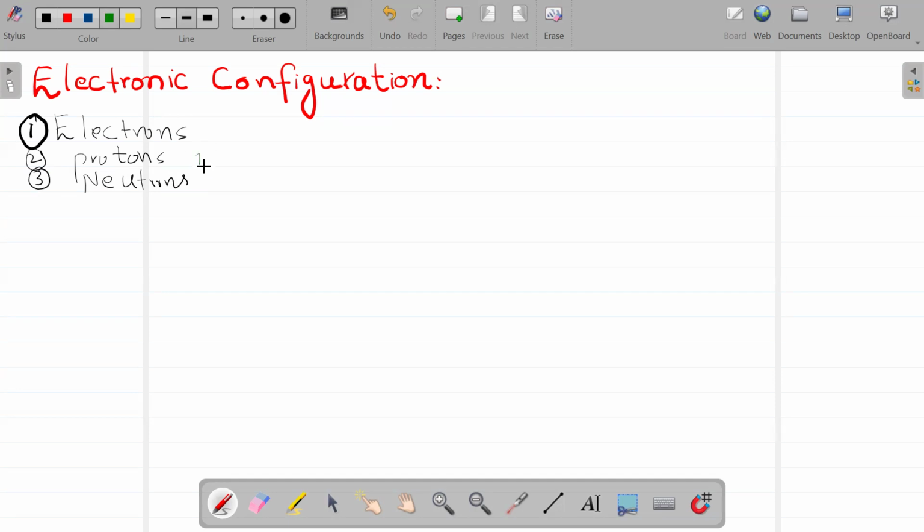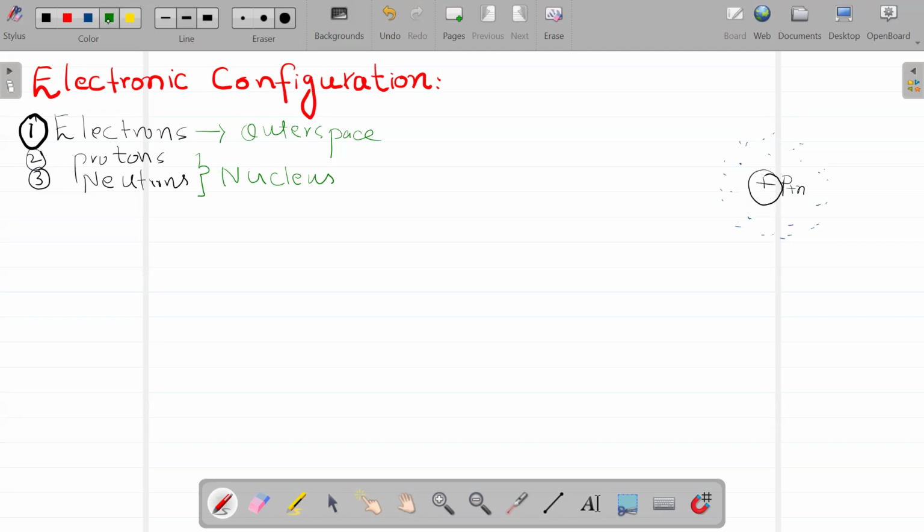We know that protons and neutrons are present in the nucleus, but electrons are present in the outer space around the nucleus. For example, let's consider this is the nucleus of an atom. It has a positive charge because it contains protons, which have positive charge, and it also contains neutrons. Then electrons are present around this nucleus in this outer space. In electronic configuration, we learn what the arrangement of these electrons around the nucleus is.